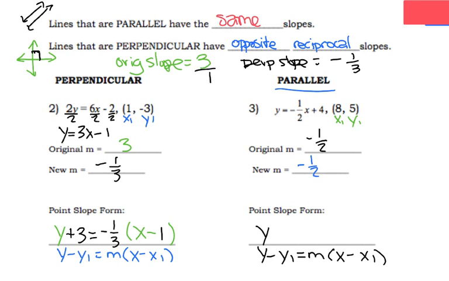So we get y. Now the nice part about your point is both values are positive, so we really don't have to stress about switching anything. So we get y minus y1, which is 5, equals our slope, which was -1/2, times x minus x1, which is 8. All right. And moving on.